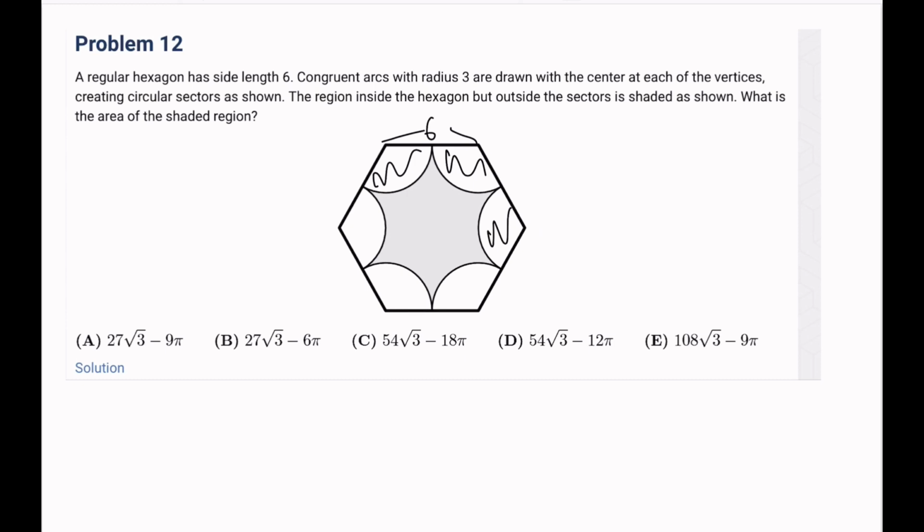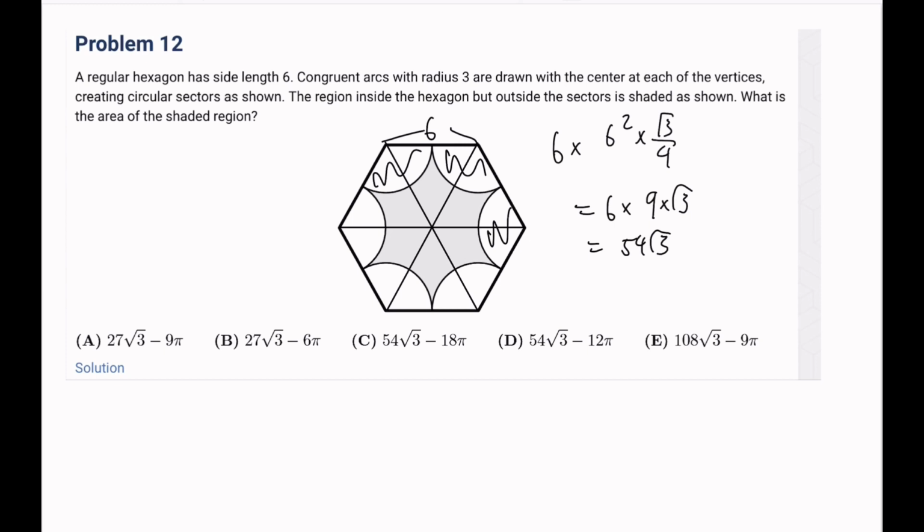And so it's basically the area of the hexagon, which, if you divide it like this here, will become 6 equilateral triangles. And so this is 6 times 6 squared times root 3 over 4. This equals 6 times 9 times root 3. This is 54 root 3, and since we'll be subtracting something with pi values, we can immediately cross out E, B, and A because they don't include 54 root 3.